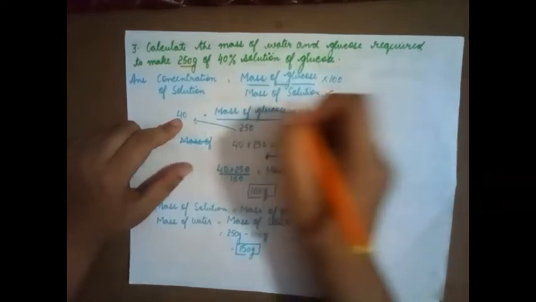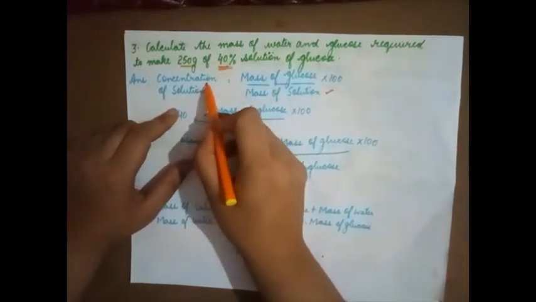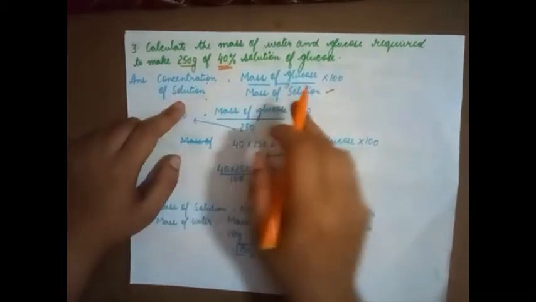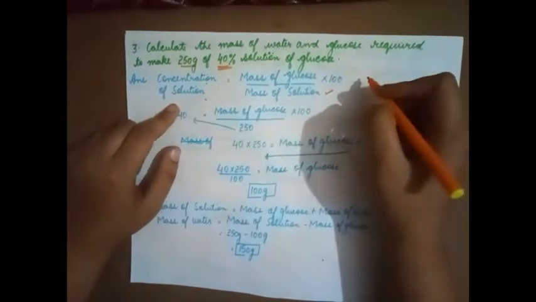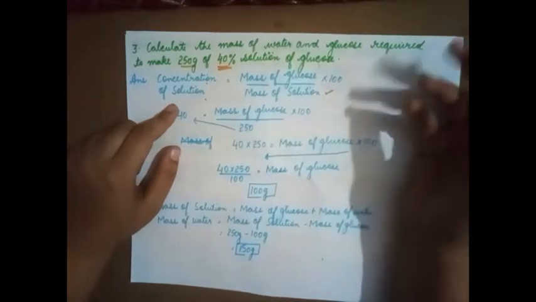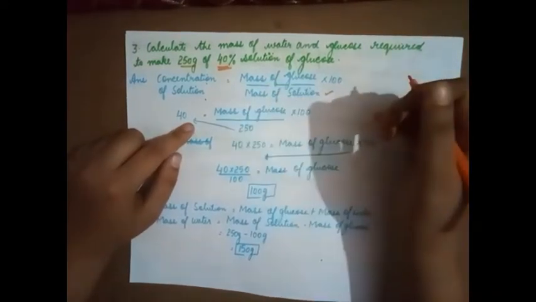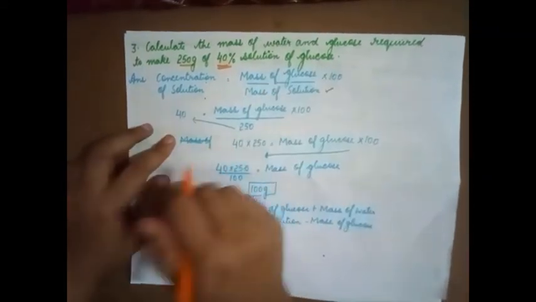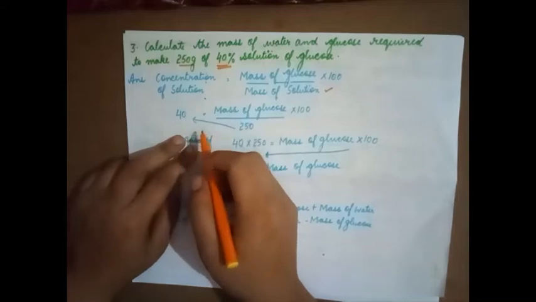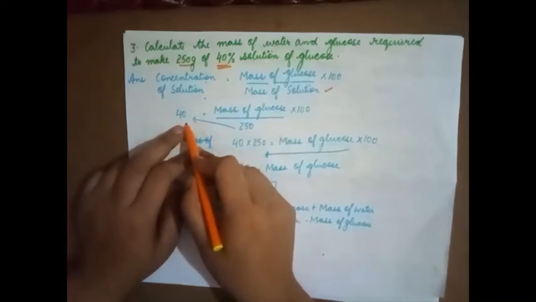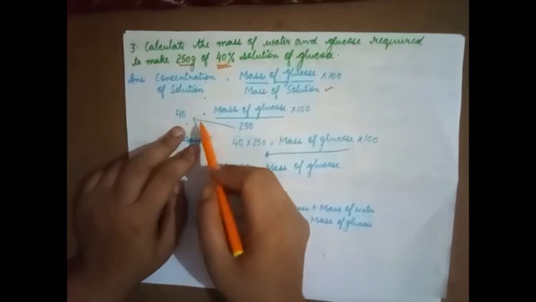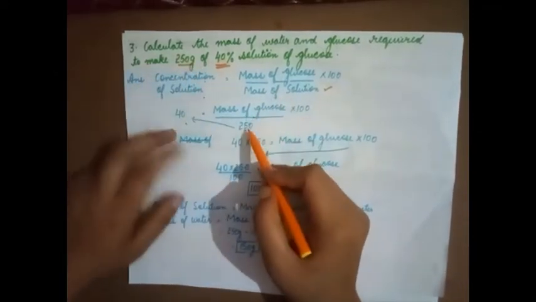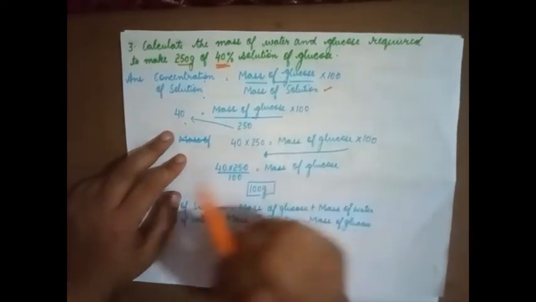Then what else have they given? They have given 40%. That is nothing but the concentration of solution. They have given concentration of solution and mass of solution. But what is unknown? What are the things that we don't know? We don't know the mass of glucose nor the solvent. So let's try to substitute and try to find out. 40, the concentration of solution given, is equal to mass of glucose divided by mass of solution, which is given, that is 250, into 100.